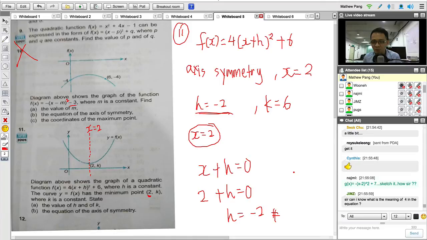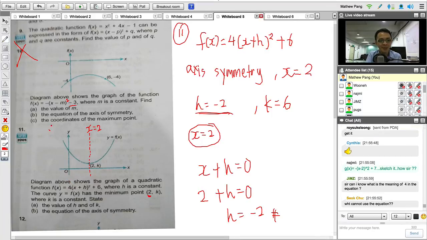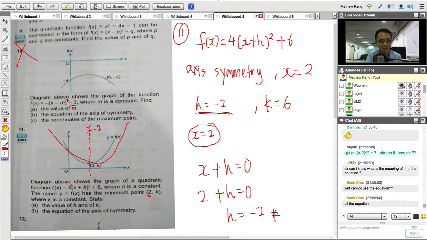Sir, can I know what is the meaning of 4 in the equation? Okay, the 4 over there just decides whether this graph is maximum or minimum. It decides the pattern of the graph. If this value is bigger, this graph will actually broaden a bit. It won't affect much on your minimum point and maximum point. I mean the 4 here.